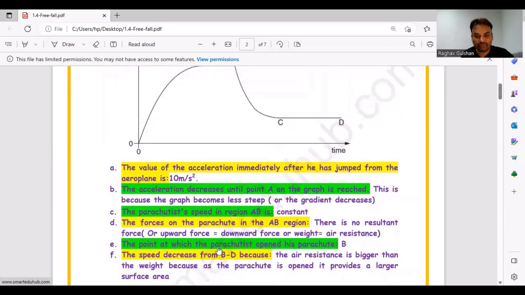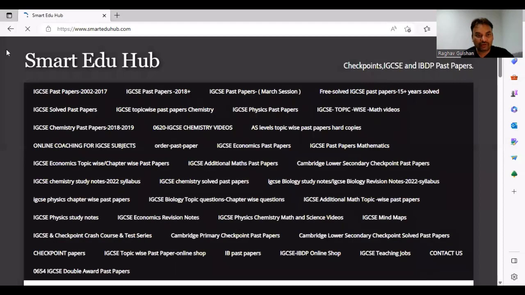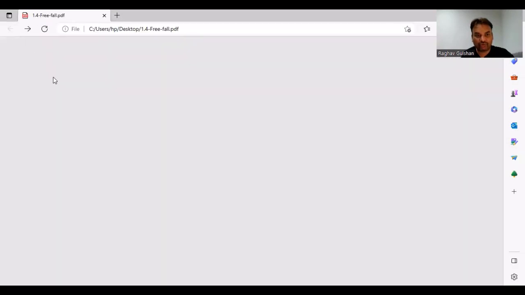The point at which the parachutist opens his parachute, that is the point B. Now this is the point B. After this, if we drop a perpendicular from B on the time axis, this is the time when the parachutist opens the parachute.